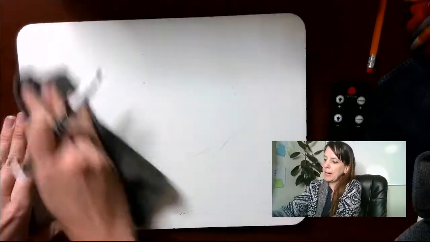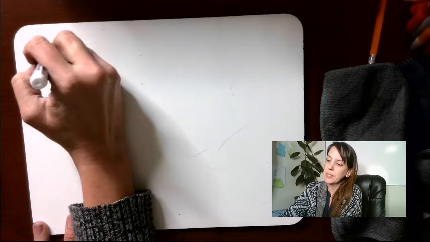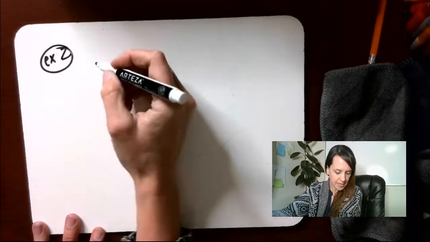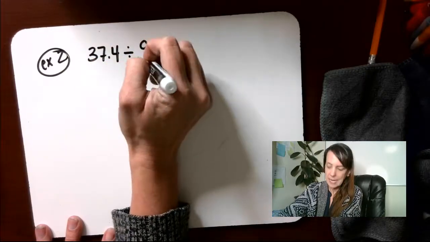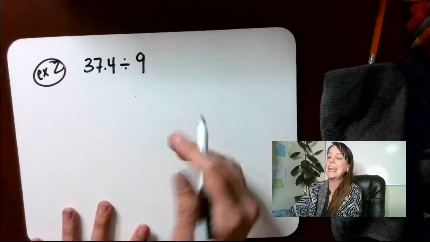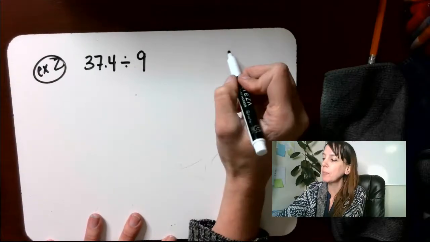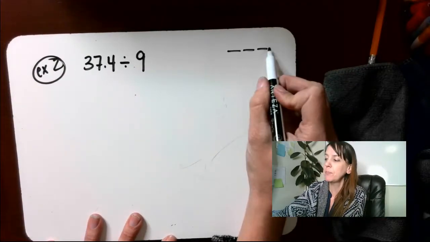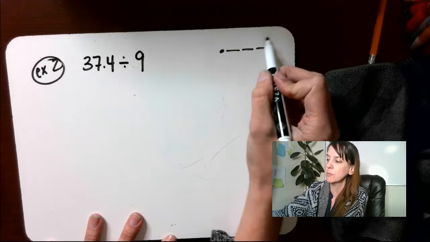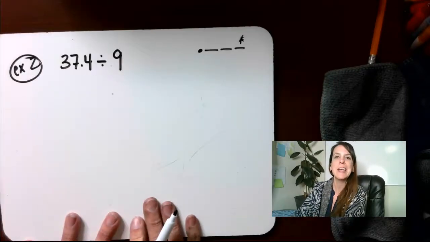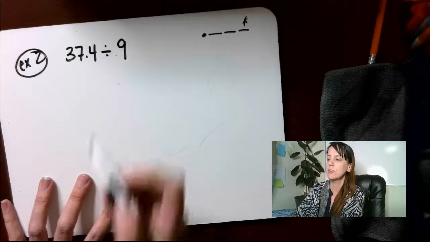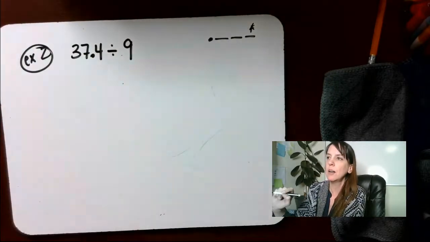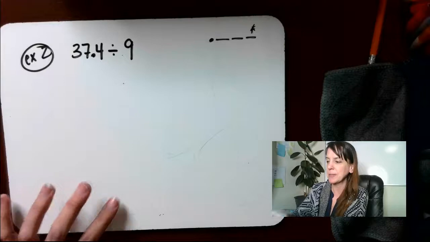Let's see about number 2. Example 2 says divide 37.4 by 9 and round the quotient to the nearest thousandth. Remember, thousandth is our 3rd decimal place over, right? So we're going to be rounding to that 3rd spot. If we're rounding to the 3rd spot, that means we need to actually go to the 4th spot and see what we get there in order to be able to round, okay?